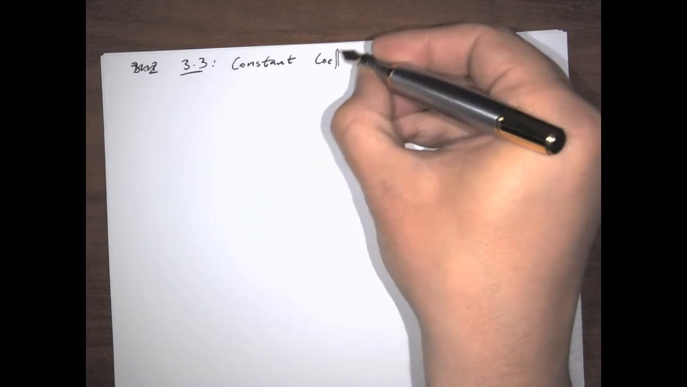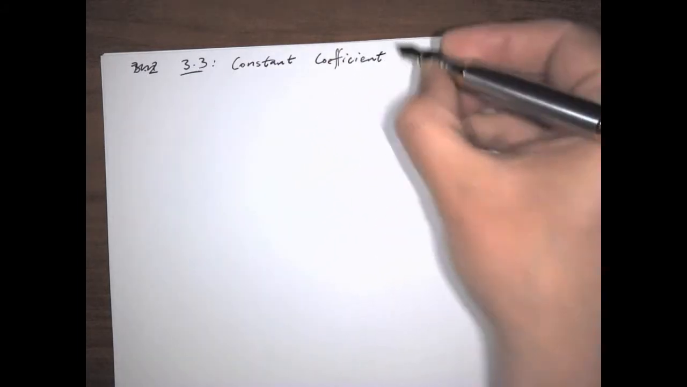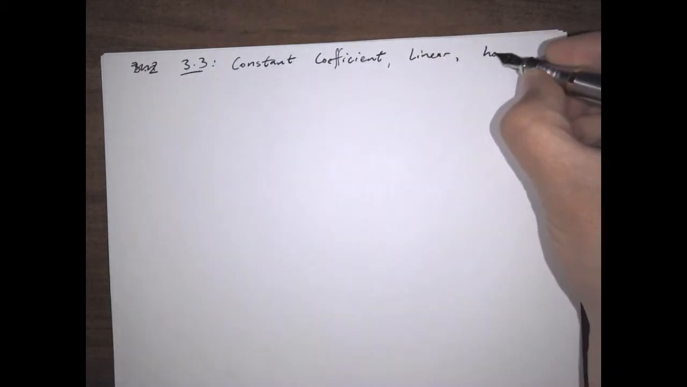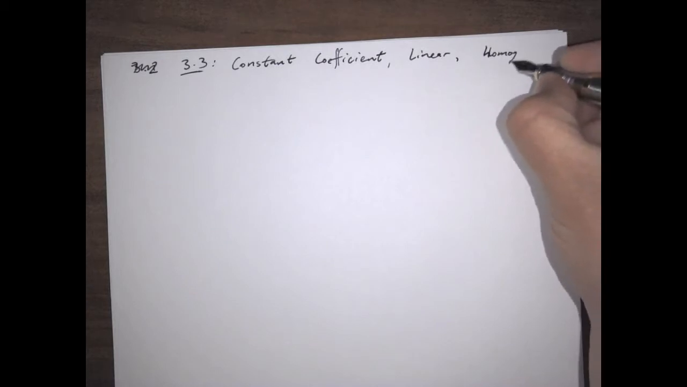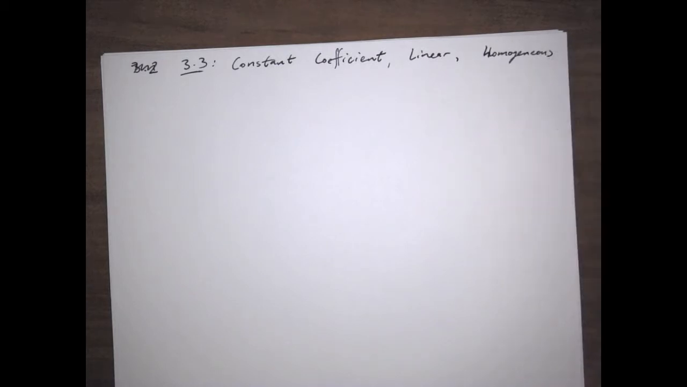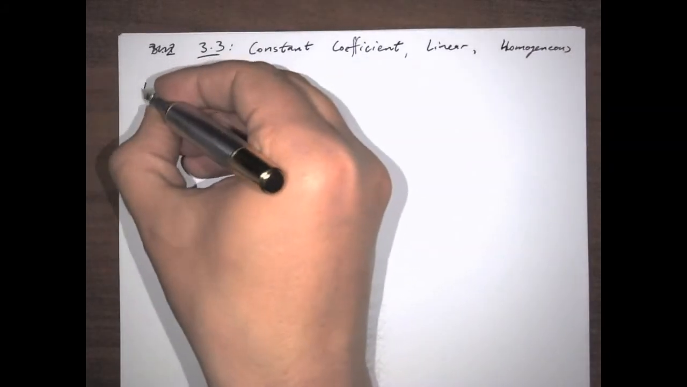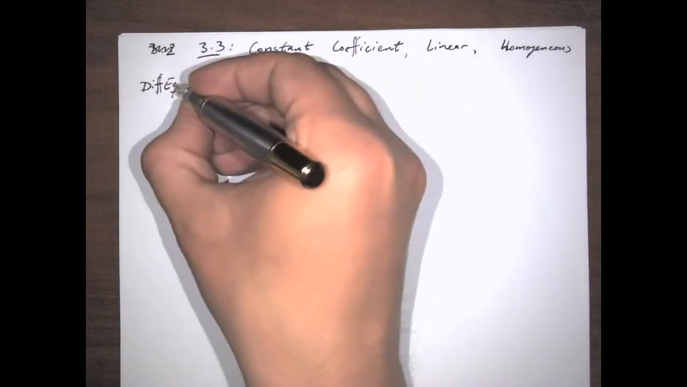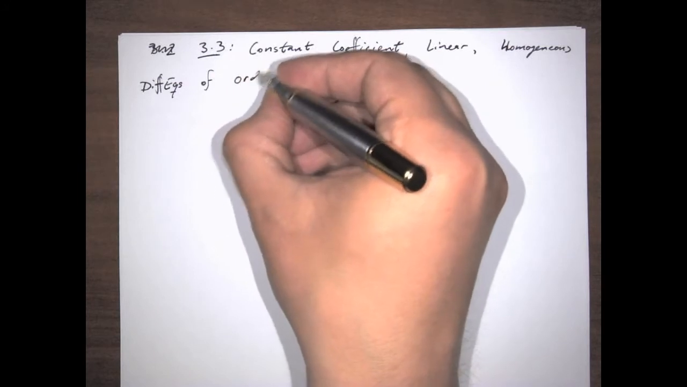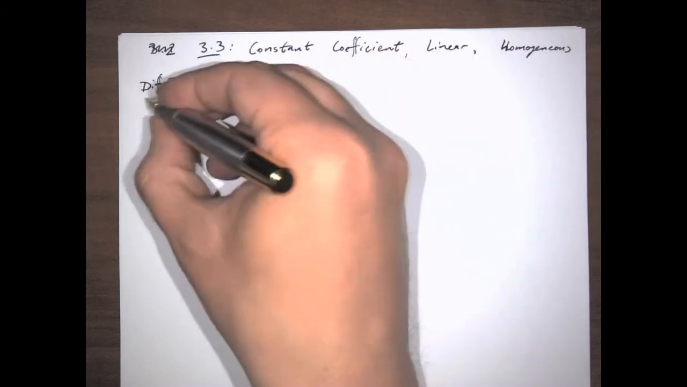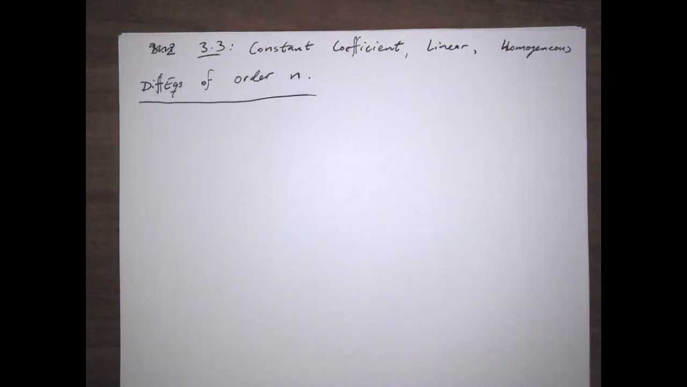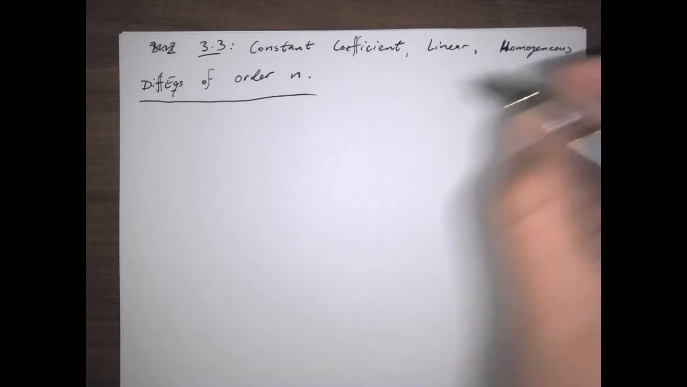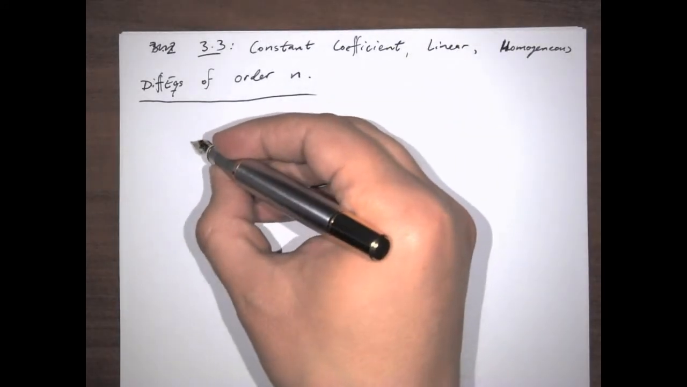Constant coefficient linear homogeneous differential equations of order n, so in other words, of any order. So constant coefficient, linear, homogeneous differential equations of order n. What this means is we have something along the lines of the following.